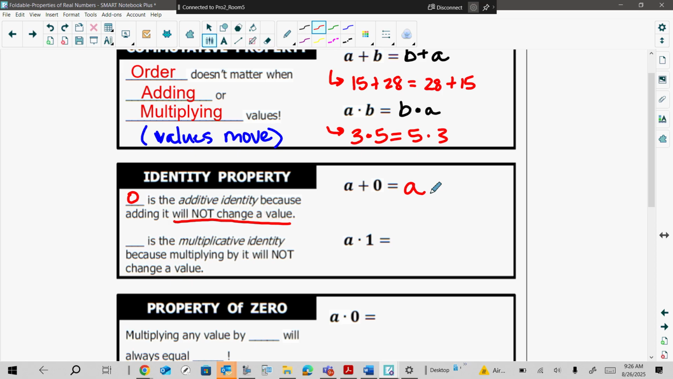Right, and for multiplication, 1 is practically the same as 0. So A times 1 equals A. So the identity property for addition is 0 and 1 for multiplication.